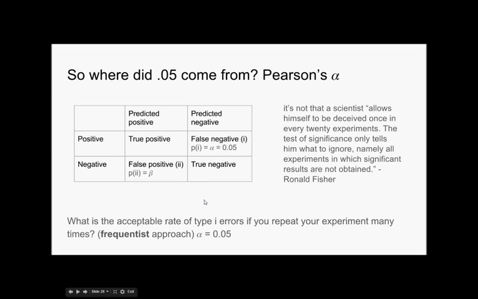So remember earlier I quoted Ronald Fisher saying that it's not that a scientist allows himself to be deceived once in every 20 experiments. The test's significance only tells him what to ignore, namely all experiments in which significant results are not obtained. Well, what Pearson said was you probably will be deceived once in every 20 experiments. And what you should do is just acknowledge that fact and also set your expectations so that you know 5% of the times you're going to make an error.